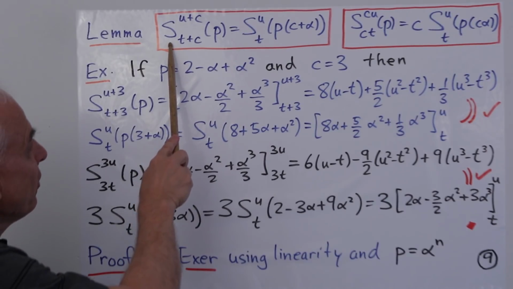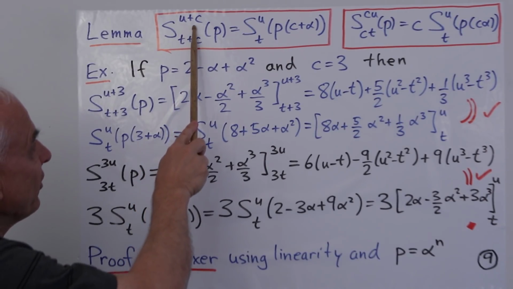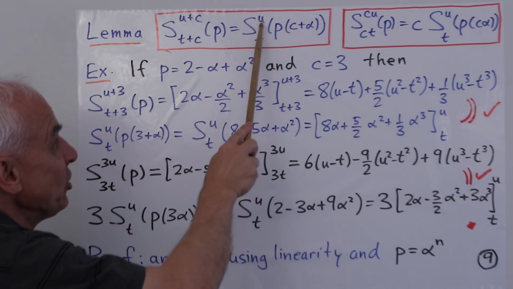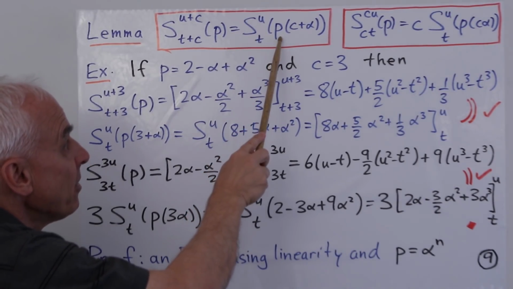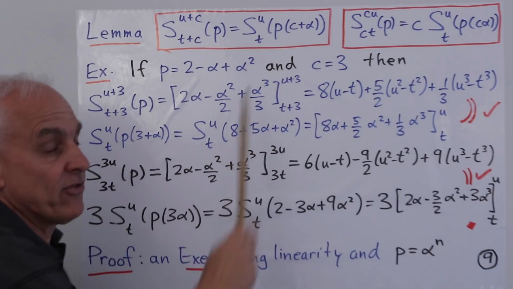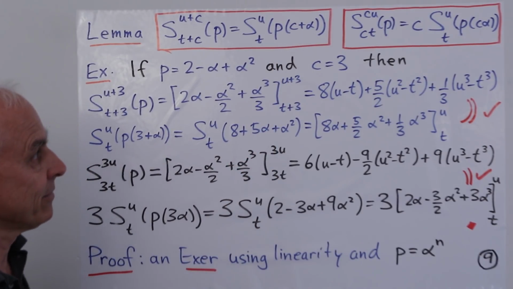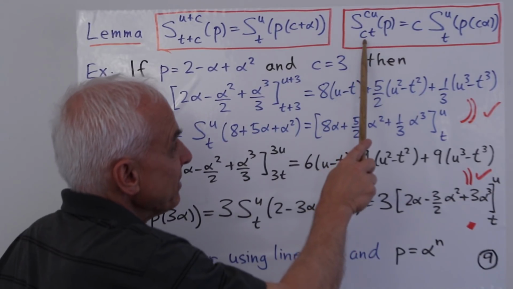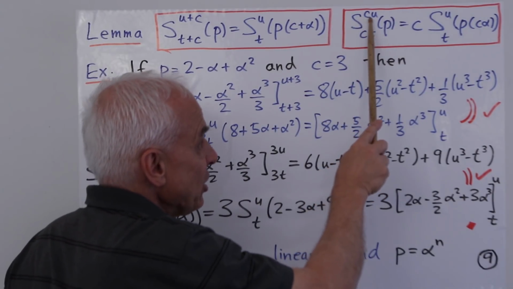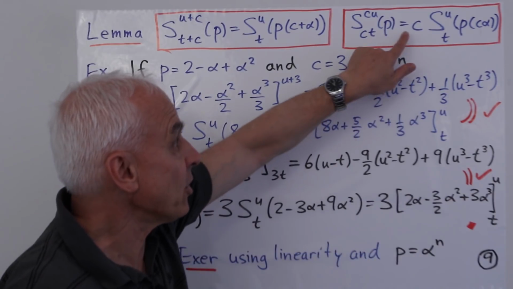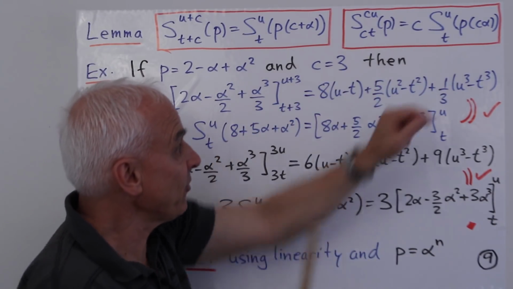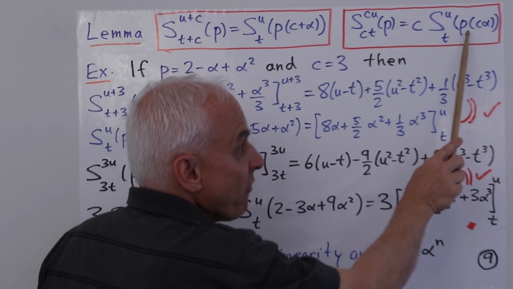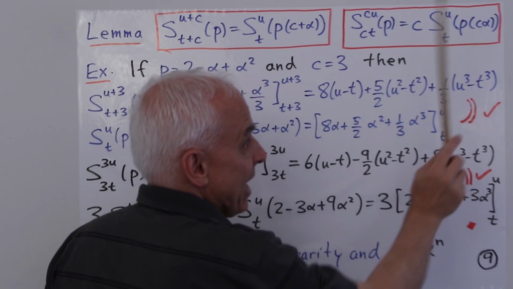So here's the lemma. There are very corresponding formulas to the derivative ones. So the integral from t plus c to u plus c of p is the same as the integral from t to u of the polynumber p of c plus alpha. And in terms of dilation, the integral from ct to cu of p is again the constant c times the simpler thing, the integral from t to u, but of p of c alpha.